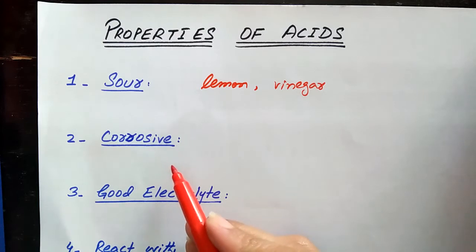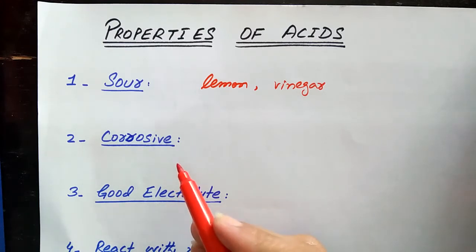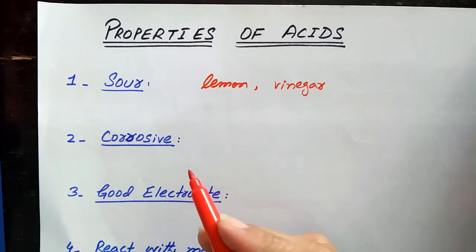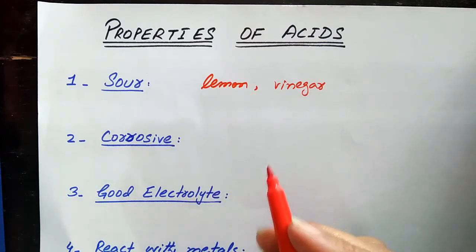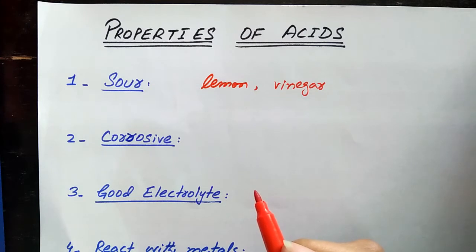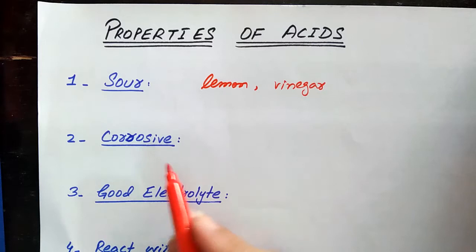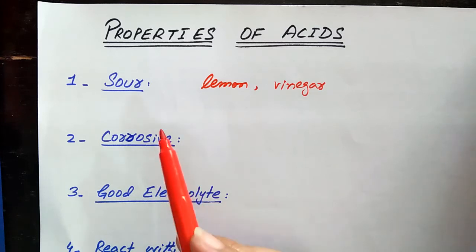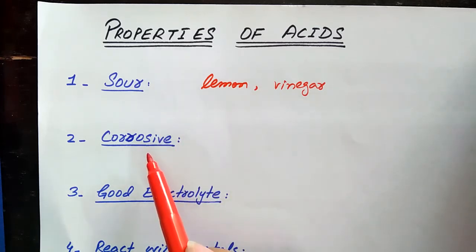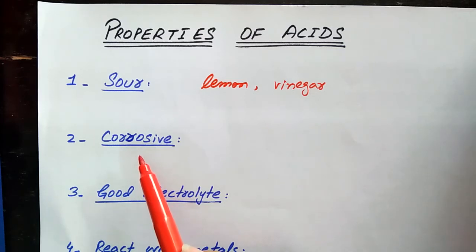Corrosiveness is another property of acids. For example, if you open up the hood of your vehicle, you might notice that the terminals of the battery have some white substance on it. That is because of some corrosion caused by the acid in that battery. So, acid shows the property of corrosion. So basically, the acids are corrosive in nature.